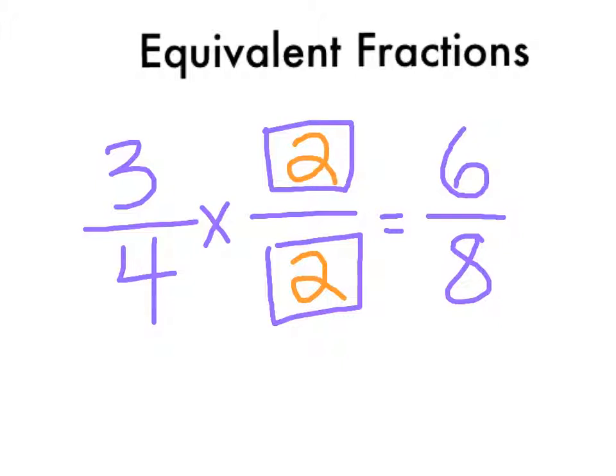Wonderful job. So if I take 3/4 and I multiply it by 2/2, I'll get 6/8. Mr. Leatherwood, what have you noticed about the numbers in my numerator and denominator of all these problems? It seems like whatever I do to the top, I have to do to the bottom. Or whatever I do to the bottom, I have to do to the top. Yeah, it has to be the same number, doesn't it?